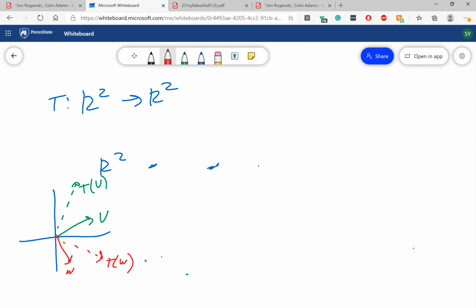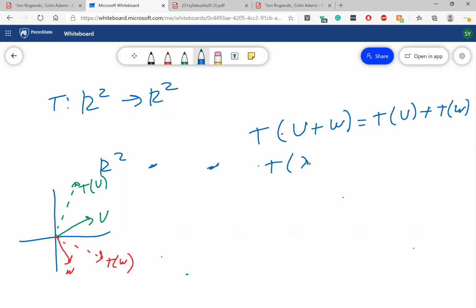What does it mean for this to be a linear transformation? Well, it would mean that T of two vectors, V plus W, is equal to T of V plus TW, and that T of some constant, lambda times V, is equal to that constant times T of V.